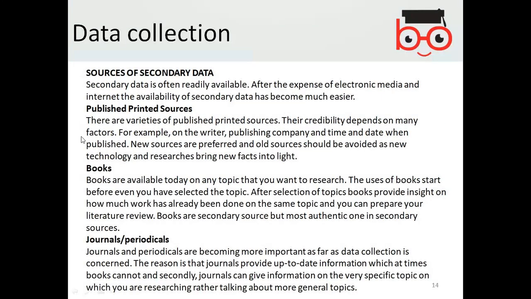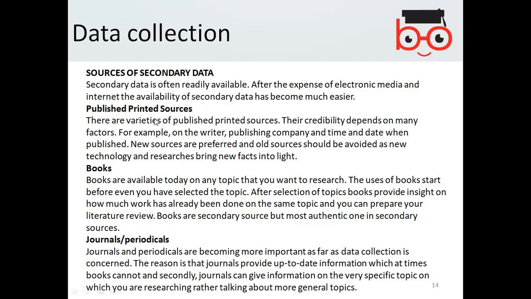Sources of secondary data. Secondary data is often readily available. With the expansion of electronic media and the internet, the availability of secondary data has become much easier. In order to get secondary data, you just need electronic media and the internet, and most of the time you get it free of cost.